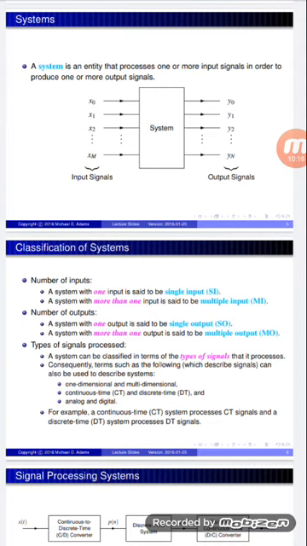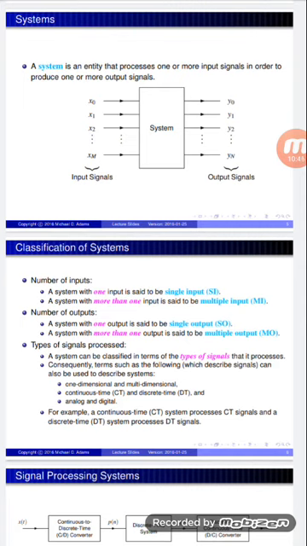In simple meaning, a system is an entity. Entity means when we are applying devices, applying nodes or inputs. A system is an entity that processes one or more input signals in order to produce one or more outputs. When we are applying 4 inputs on the input side, we are also getting 4 outputs on the output side.